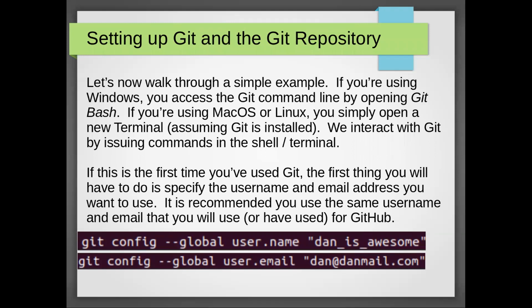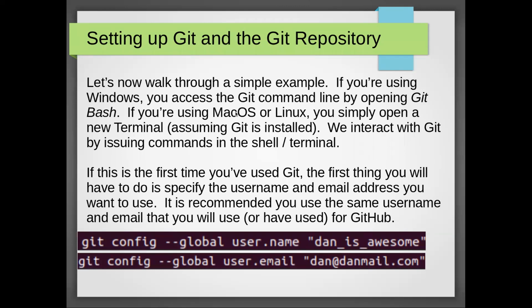Just a little word before I start. If you're using Windows, when you come to do this yourself in the exercise, you access the Git command line by opening Git Bash. If you've installed Git as per the instructions, you should have an option to open Git Bash. And that bash, by the way, stands for Born Again Shell. It's a Linux term. Those of you who have used Linux before will be familiar with it.